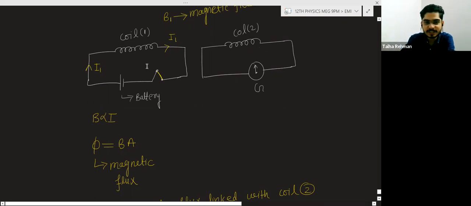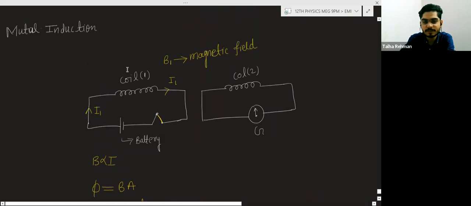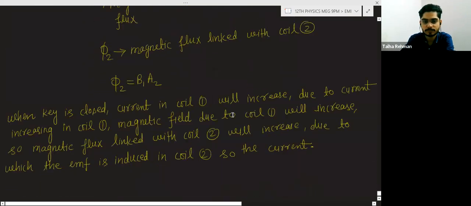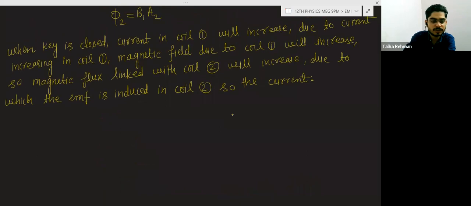Whenever you are changing the current in this coil number 1, there will be an induced EMF or an induced current in the coil number 2. This is the mutual induction.